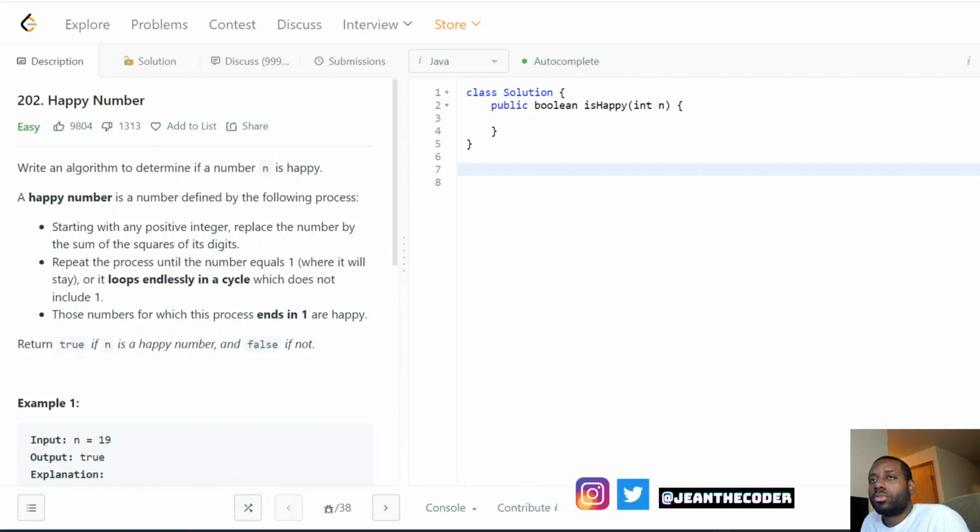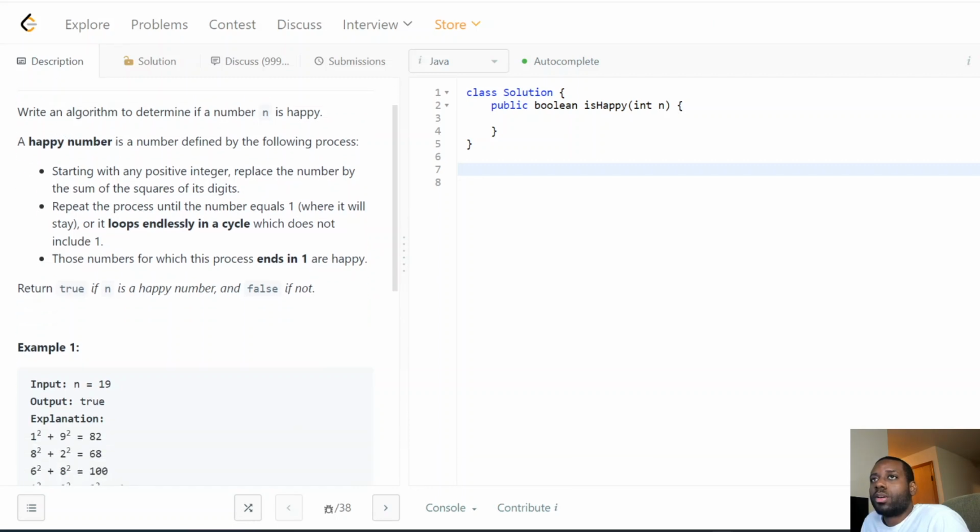Today we have an amazing problem for you guys called happy number. So let's see what it's all about. It says to write an algorithm to determine if a number n is happy. A happy number is a number defined by the following process. Starting with any positive integer, replace the number by the sum of the squares of its digits. Repeat the process until the number equals 1, where it will stay, or it loops endlessly in a cycle which does not include 1. Those numbers for which the process ends in a 1 are considered to be happy. Return true if a number is happy, or false if it's not.